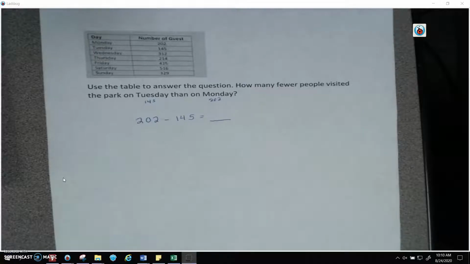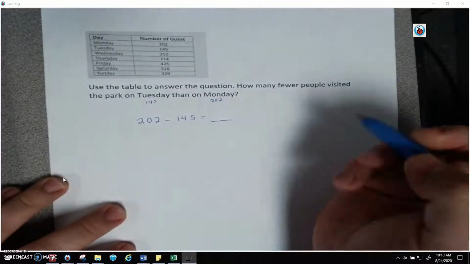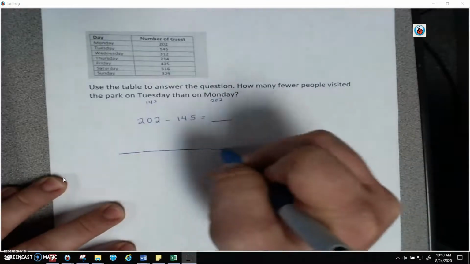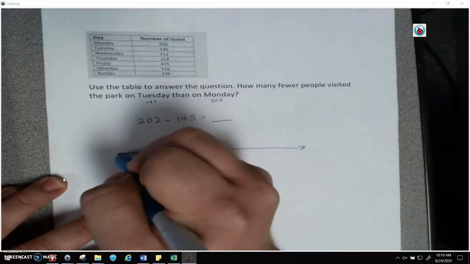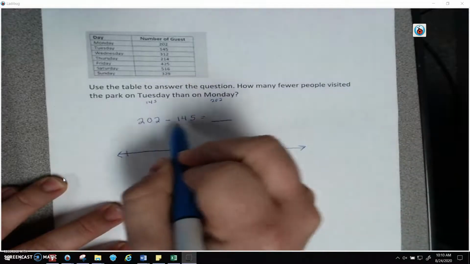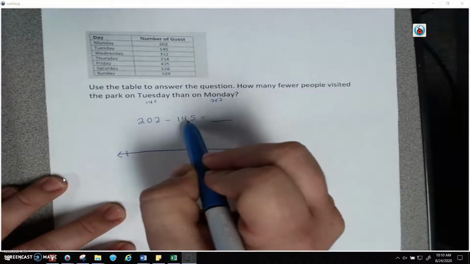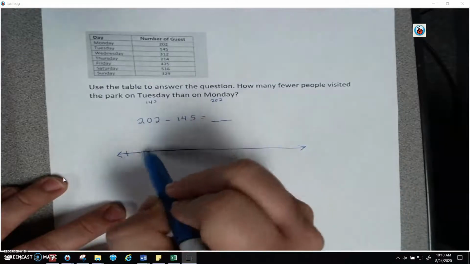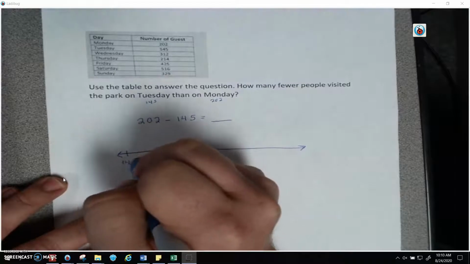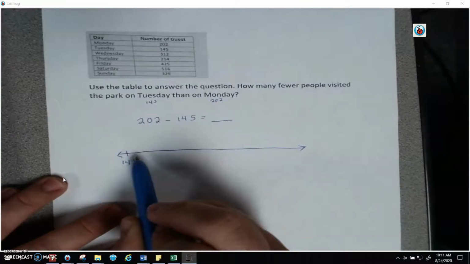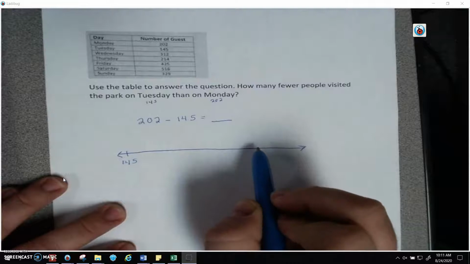All right, now that you have had an opportunity to make your number line, let's see if it matches up with what I did. So what I'm going to do first is draw a number line. I know that I'm looking for the difference in there. So basically, I'm going to turn it into an addition problem where if I start here, I want to know how far it would take to get from 145 to get over to 202.